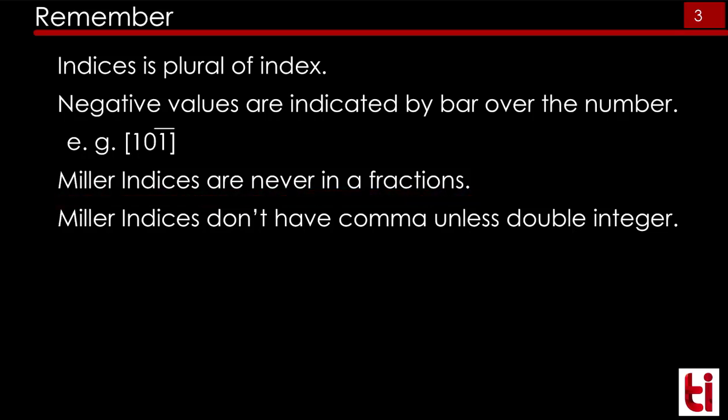And the last one is, it does not have any comma. If you have a comma, that simply represents the position coordinate. But if you have a double-digit integer, then you can use a comma. For example, 1, 0, 12. So 1, 0, 12. This is a Miller indices for direction.